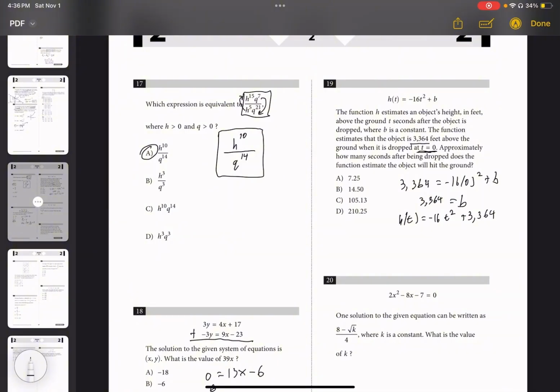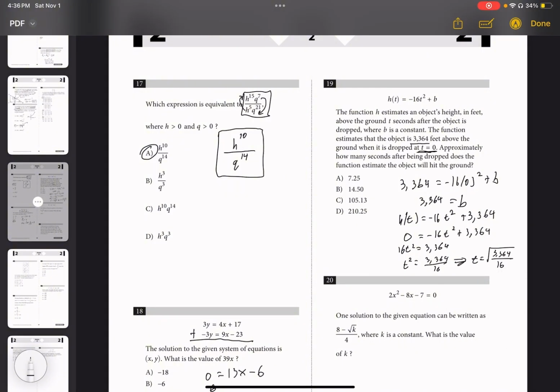Now, what we have to solve for is when the object hits the ground. So that's when h of t is going to be equal to 0. And then we solve now for t. 16t squared is equal to 3,364. t squared is equal to 3,364 over 16. And then t is equal to the square root of 3,364 over 16.